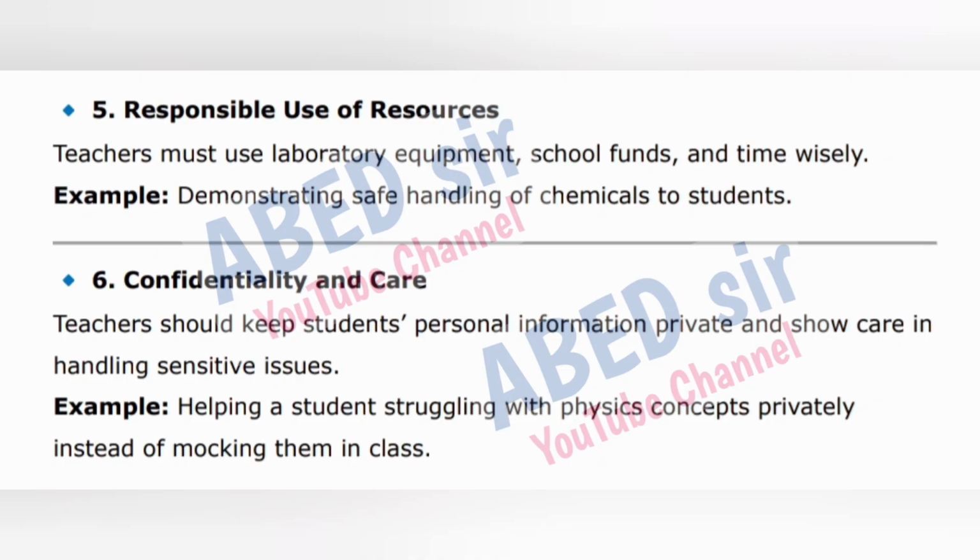5. Responsible use of resources. Teachers must use laboratory equipment, school funds, and time wisely. Example, demonstrating safe handling of chemicals to students. 6. Confidentiality and care. Teachers should keep students' personal information private and show care in handling sensitive issues. Example, helping a student struggling with physics concepts privately instead of mocking them in class.